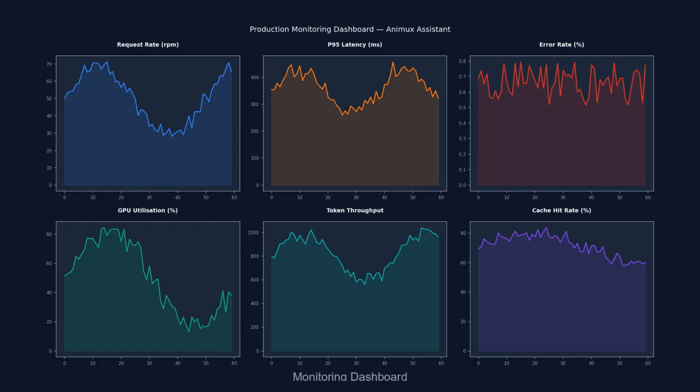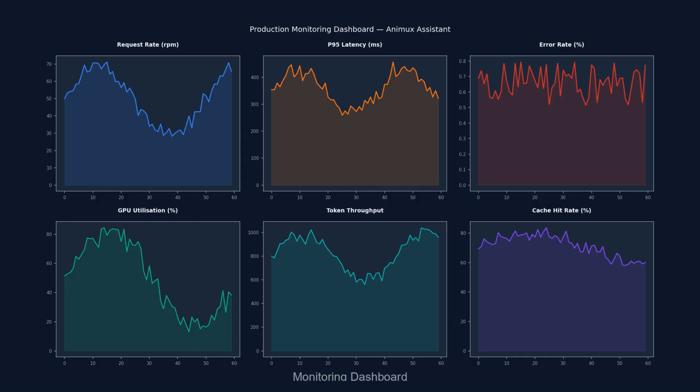P95 latency in the top right is your user experience indicator. Values below 500 milliseconds mean your inference pipeline is running efficiently. When this climbs above 1 second, start checking GPU utilization and batch queue depth before assuming the model itself is the problem. GPU utilization in the bottom row tells you whether your hardware is earning its keep. For your P40s, the target band is 70 to 90% during active inference.